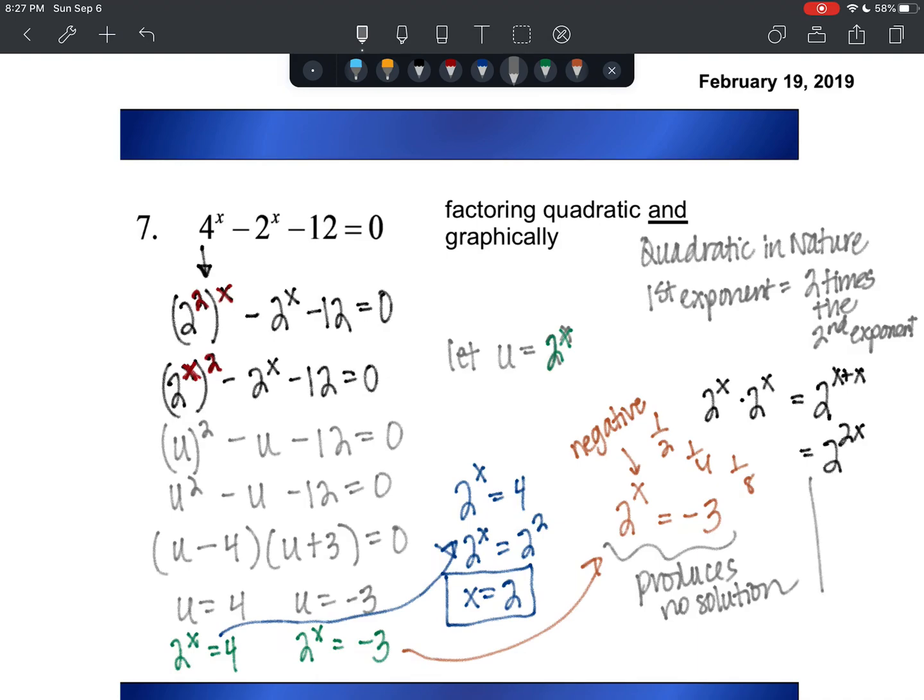And if you think about the graph of 2 to the x, you've graphed this hopefully enough. The graph of 2 to the x looks just like that. This is your x-axis and this is your y-axis. There is no value of x that you can put in and get a negative 3 out. It's just not going to happen. There's no solution. So our only solution is x equals 2. But it is a solution. If you put 2 in, 4 squared is 16, minus 2 squared is 4, 16 minus 4 is 12, 12 minus 12 is 0. It works.